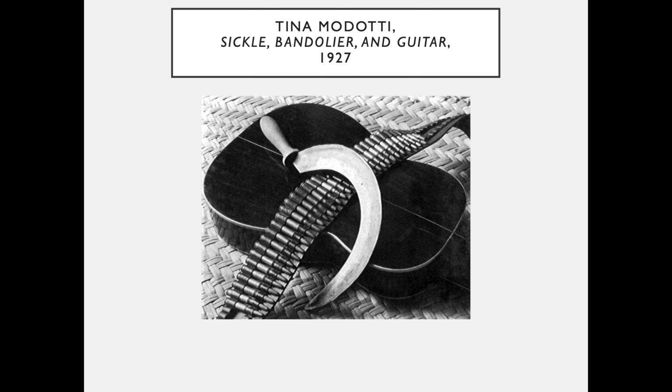And here you can see she creates this image, and each of these objects has a very specific political meaning. So the sickle for communism, the bandolier and bullets for reform, and the guitar, because many of the people in the lower class that she wanted to protect did not read, and so they would sing, and a lot of the information was transferred by song.